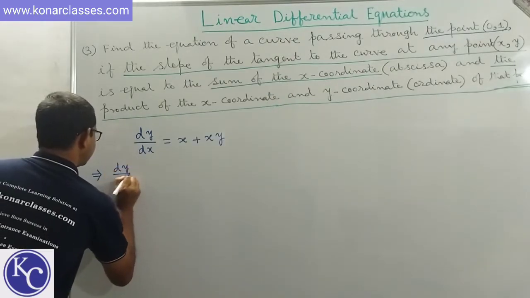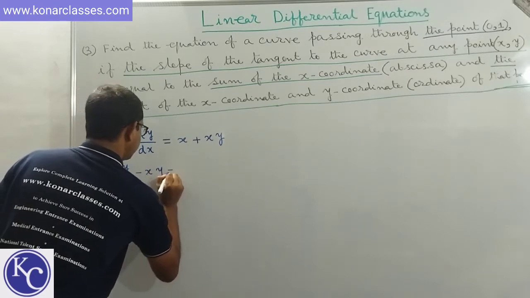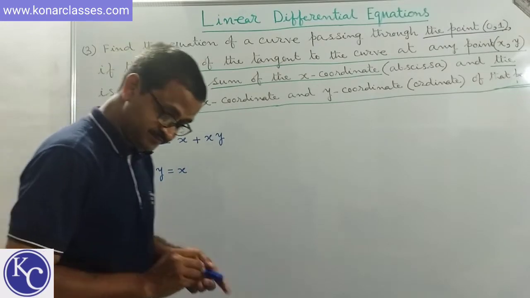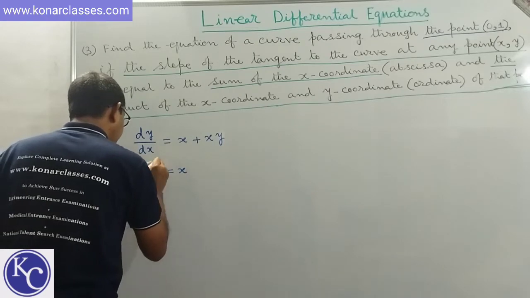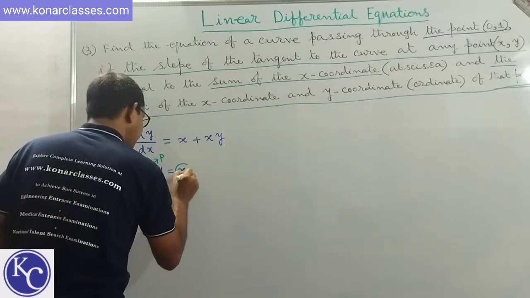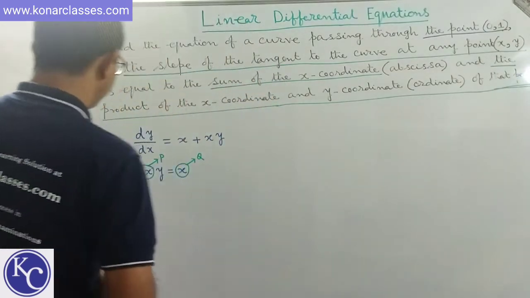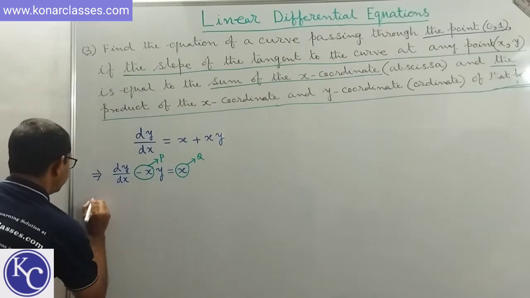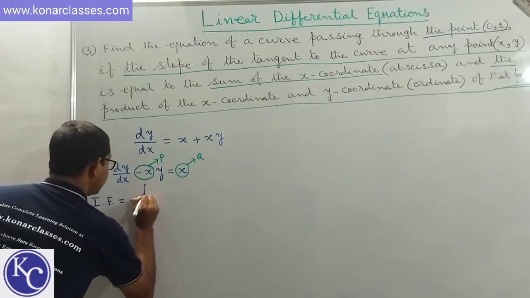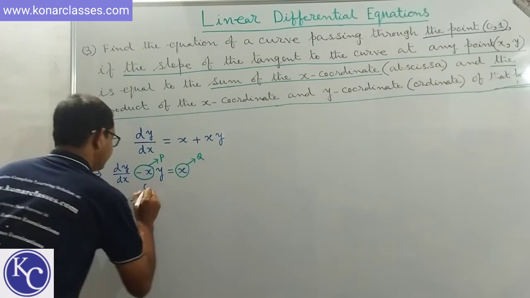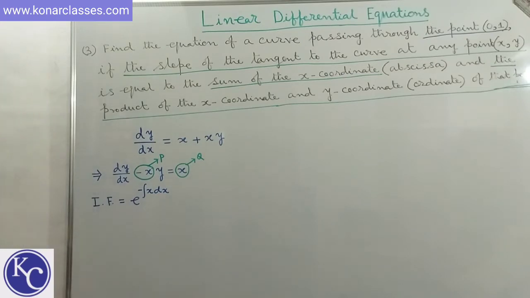dy dx minus x into y is equal to x. If you recall, dy dx plus py equal to q, as if this is p, and as if this is q. dy dx plus py equal to q is a linear differential equation. So first you need to find the integrating factor. What is this integrating factor? e power integration p dx. What is p? Minus x dx. So you can take this minus outside of the integration, x dx. Correct? So what do we get?